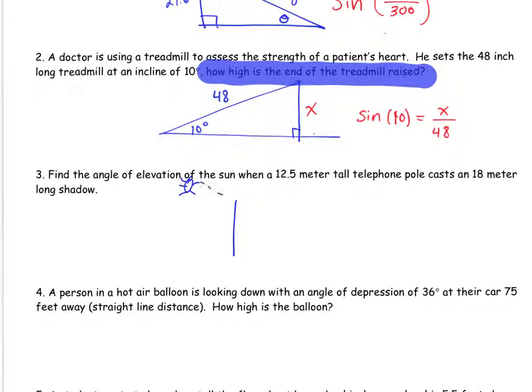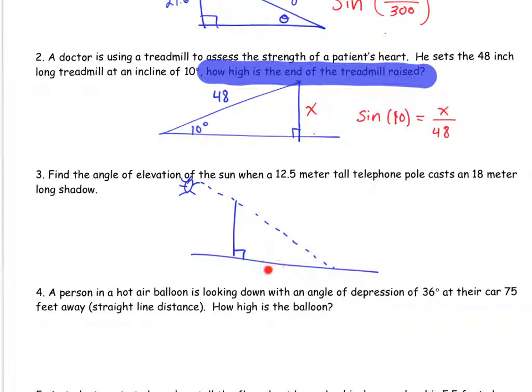Someone said horizontal. That's yes. It's making a horizontal dimension. Perfect, okay? Again, that's 90. We hope all telephone poles are 90. All right. Where do I put the numbers now? The problem says it's an 18-meter long shadow. Where would I put the 18-meter long shadow?